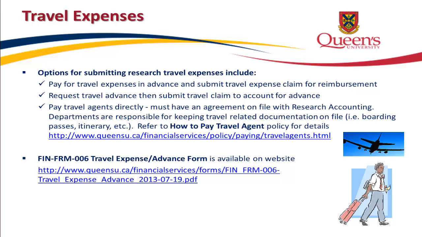In order to do so, departments must have an agreement on file with Research Accounting and are required to retain travel-related documents such as boarding passes and itineraries in accordance with the Queen's Records Retention Policy. Please refer to the How to Pay Travel Agents policy on the Financial Services website for further details. FIN Form 006 may be used to request travel advances or submit travel expense claims.